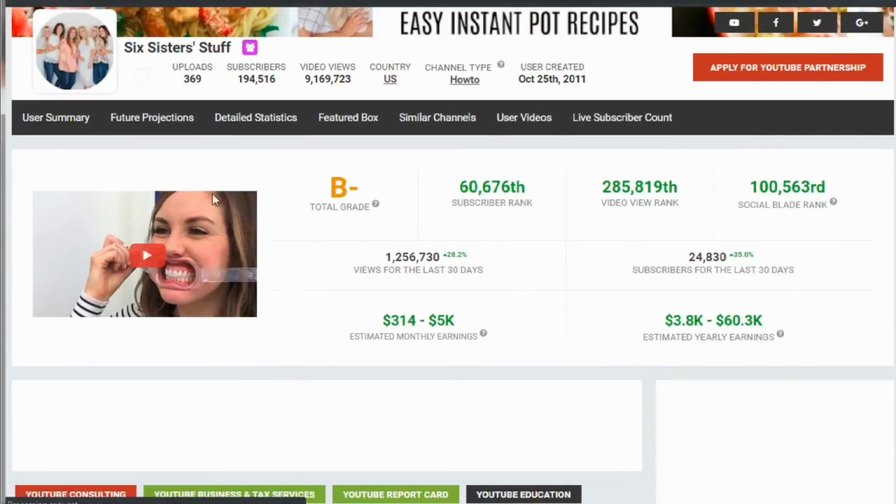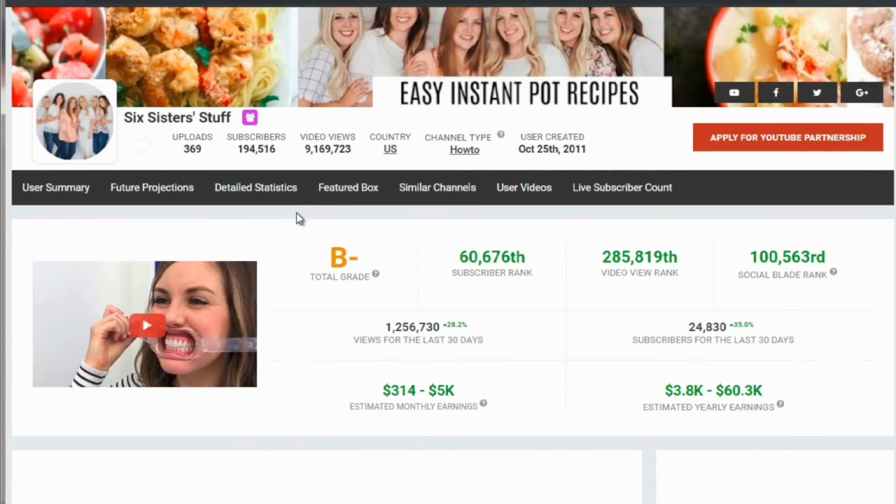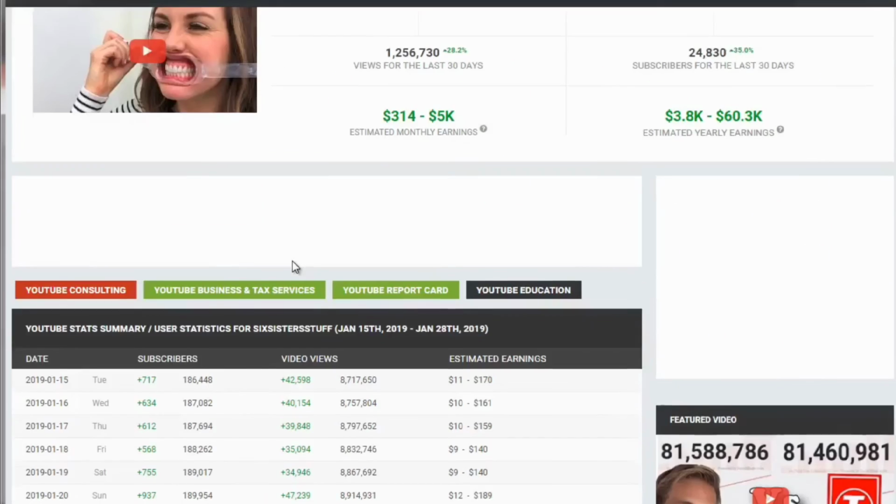So right off the bat, we can see that if we were to rank on the keyword Instant Pot, it's going to take a lot to break through. But the way we can break through is by using essentially subcategories of that keyword. So Instant Pot recipes or Instant Pot chicken recipe, stuff like that. So we can see that each one of these has about 100 to 200,000 subscribers. So you're going to have to be competing against that.